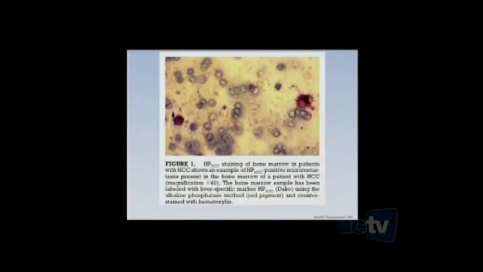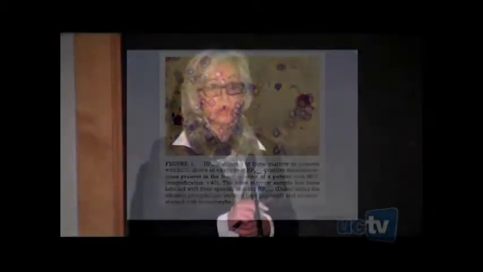What this slide shows is a bone marrow of a patient who has a liver cancer, looking for these cells, which are metastatic cells from the liver. And this tells us that we're going to have a bad prognosis regardless of what we do. So it's very important for us to try to figure out which patients are going to do well with resection, which patients actually have to go right to transplant, and which patients we have to think about another treatment altogether.